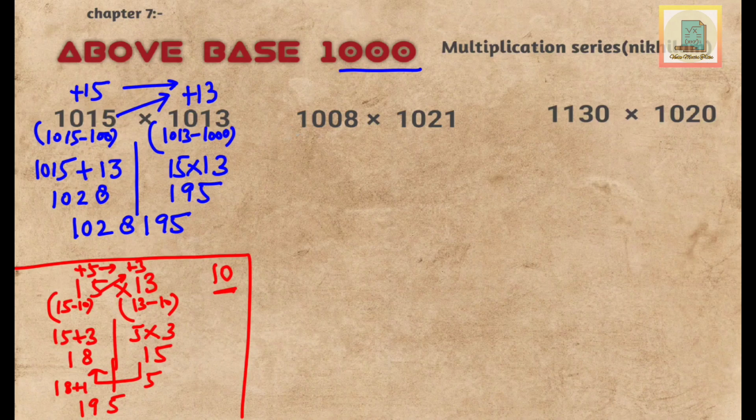Let's find out the deviations first. So 1008 minus 1000 gives you plus 8 as deviation, and 1021 minus 1000 gives you plus 21 as deviation. Now make a partition. Now in the first partition 1008 plus 21, which gives you 1029, and in the second partition it's 8 multiplied by 21, which we can do directly. So 8 multiplied by 1 gives you 8, and 8 2s are 16. Since we need 3 digits in the second partition, which we are getting here, the final answer is 1029168. Now let's take another question.